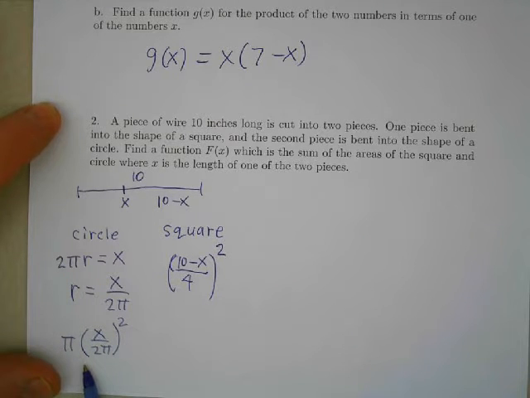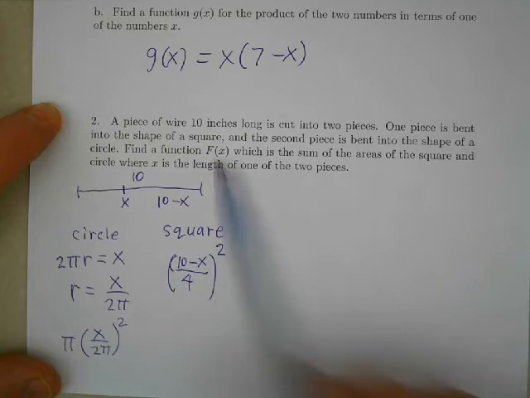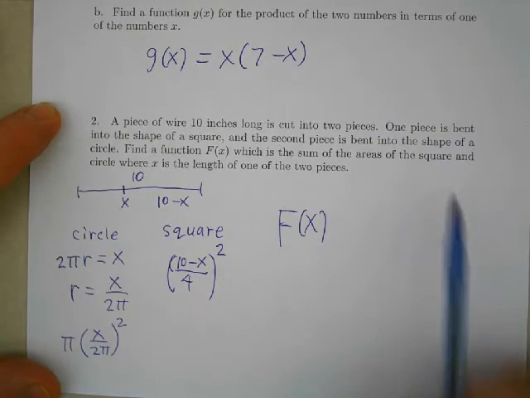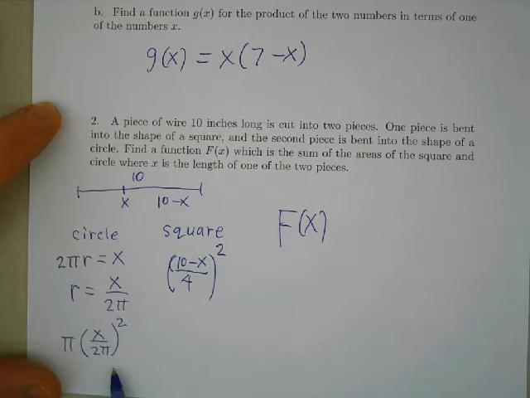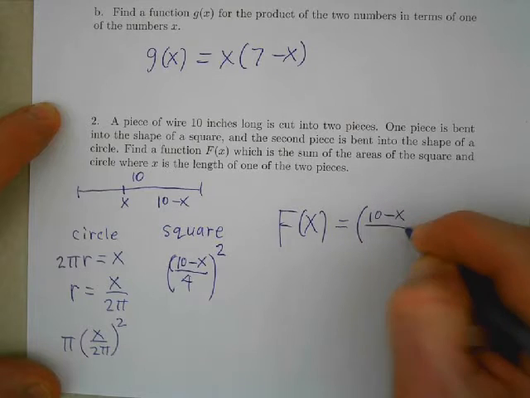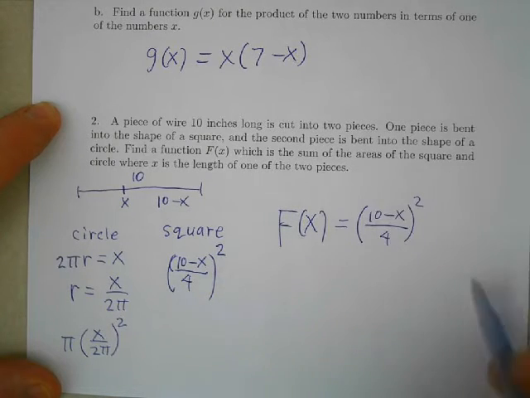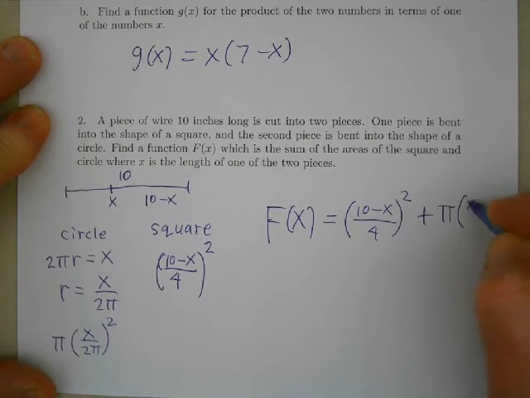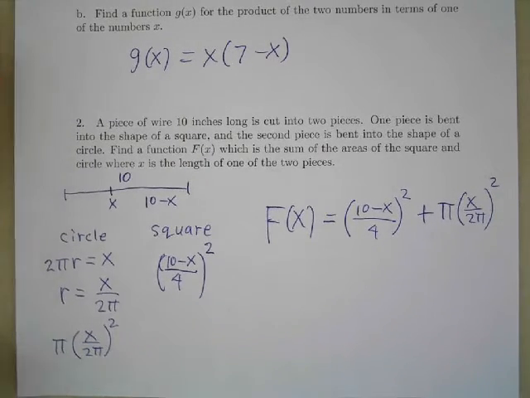This represents the area of the circle. This function, capital F of x, is the sum of the areas of the square and the circle. So the capital F of x, this is (10 minus x) all over 4, squared. That's the area of the square. We add that to the area of the circle, which is pi times (x divided by 2 pi) squared. Okay, we don't need to get any fancier than that.